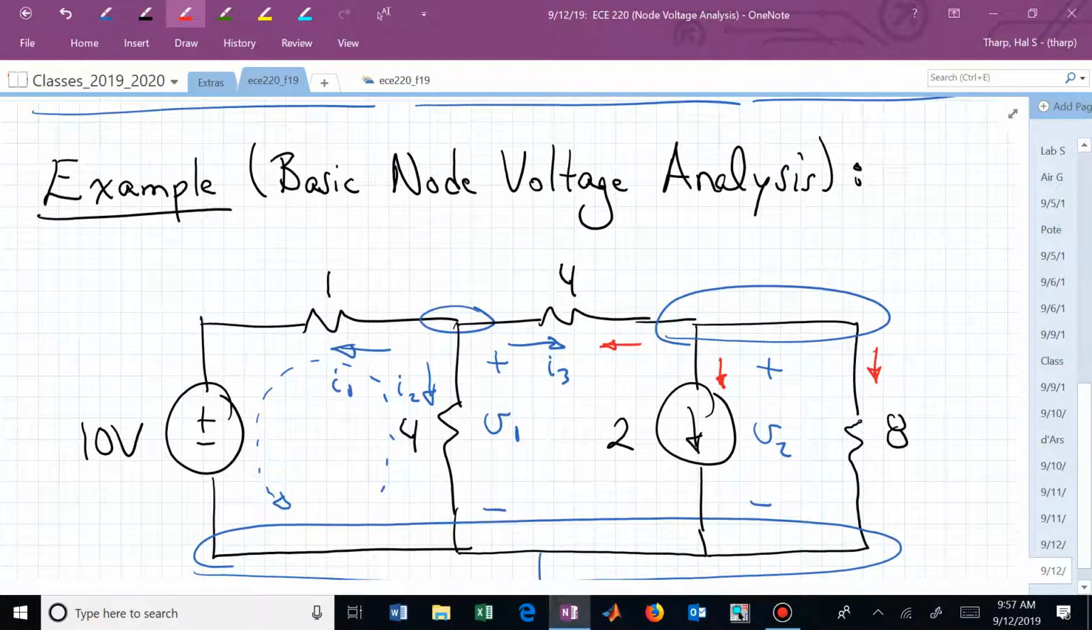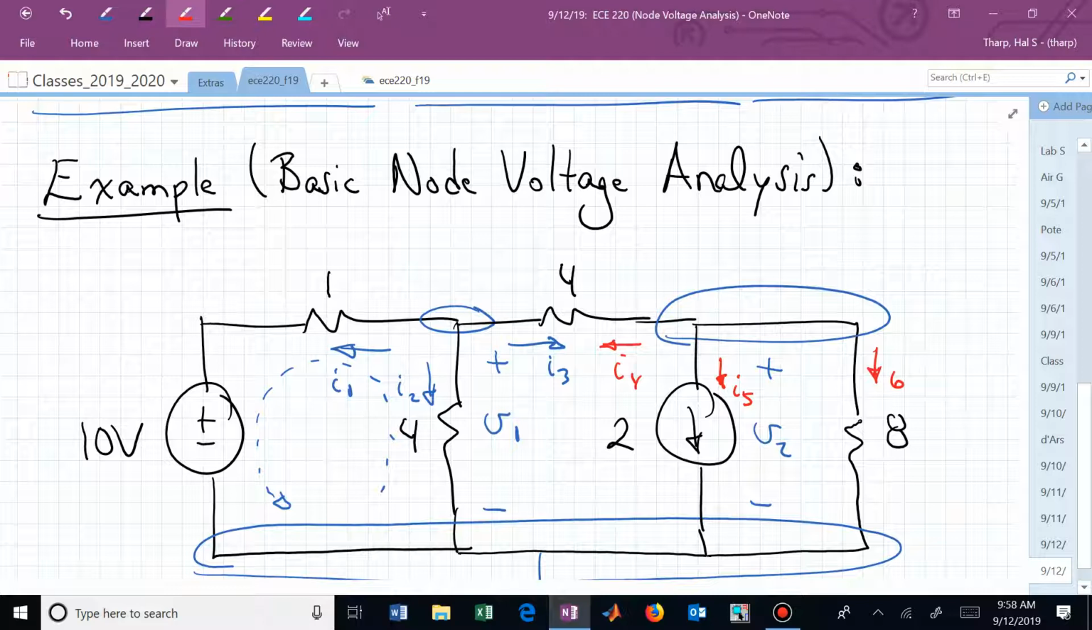Let me call this one I4. Let me call this I5 and this I6. Just to give me some unique labels on those currents. That's not really necessary, but I'm walking through slowly so that it's clear where all of this is coming from.